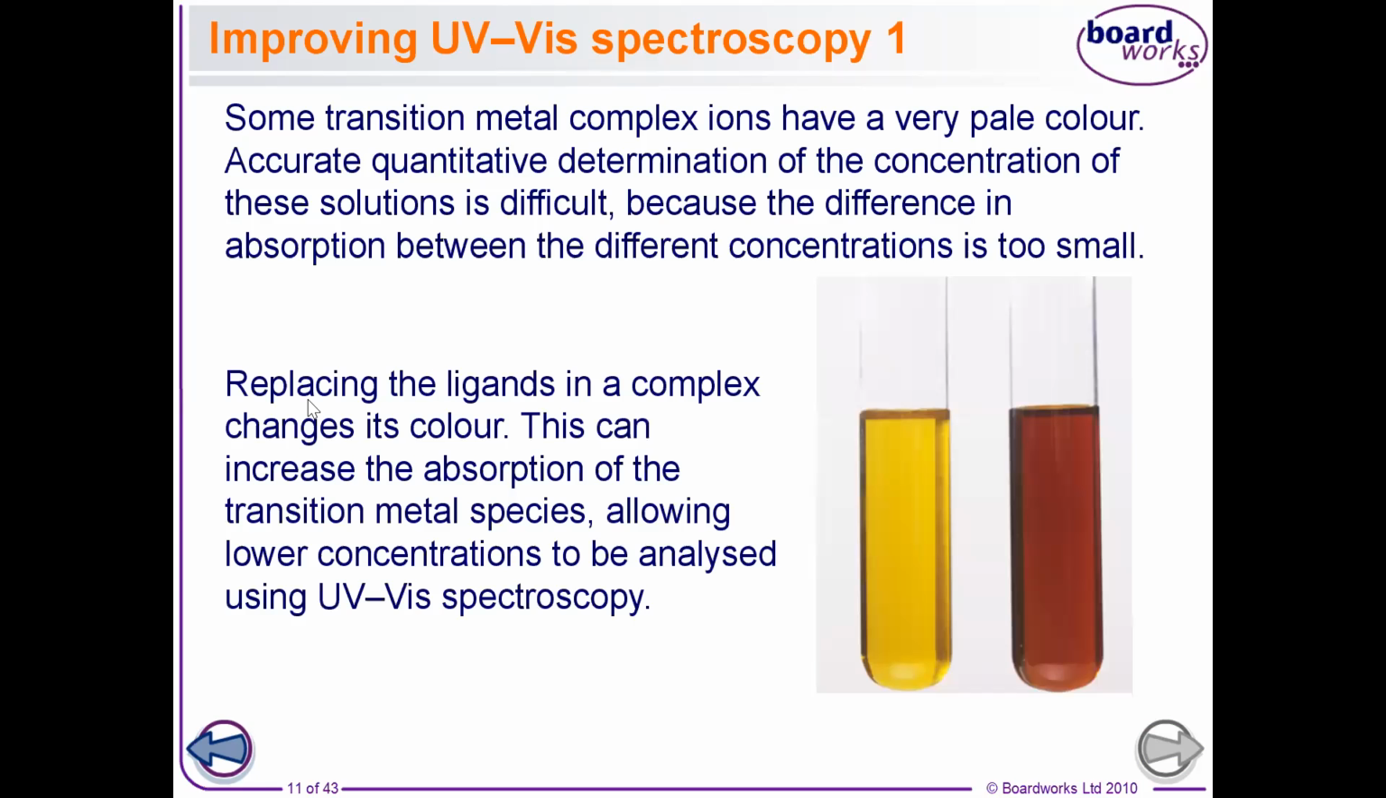So replacing the ligands in a complex changes its color. Now, this can increase the absorption of the transition metal species, allowing lower concentrations to be analyzed using the UV-based spectroscopy. In other words, you can change the ligands that are connected to your complex so that it will have a higher absorption. Okay, you can do that.